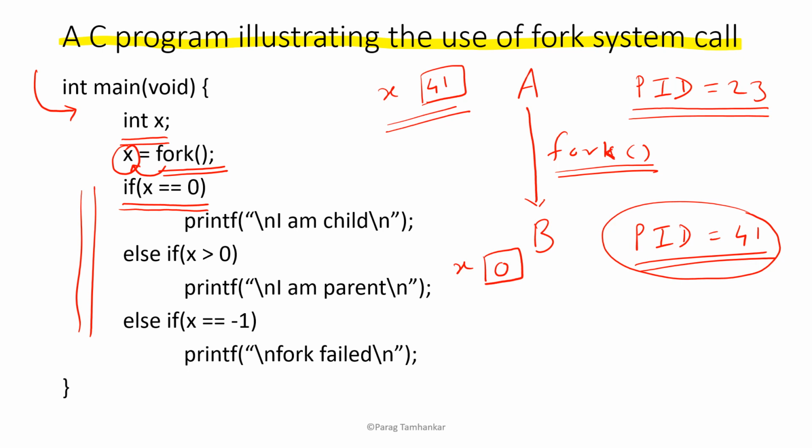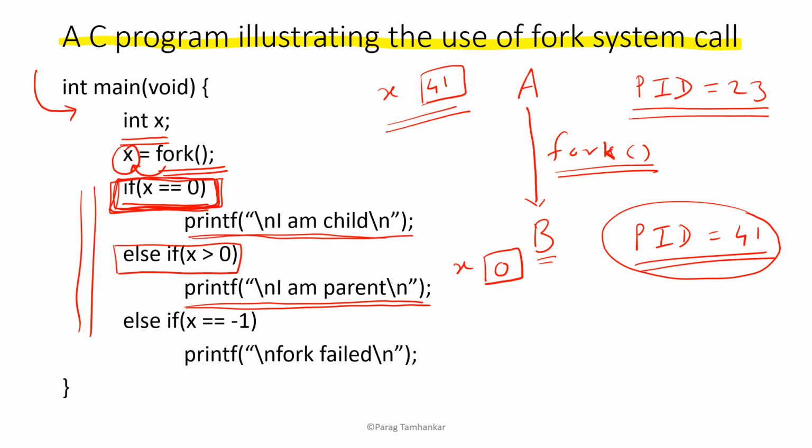When A executes this code, for A this condition is false, X is not 0. So for the parent the else condition is true, and it prints a message, I am parent. Whereas when the child runs, the if condition, X is equal to 0, is true, and since this condition is true, the child will print a message, I am child.